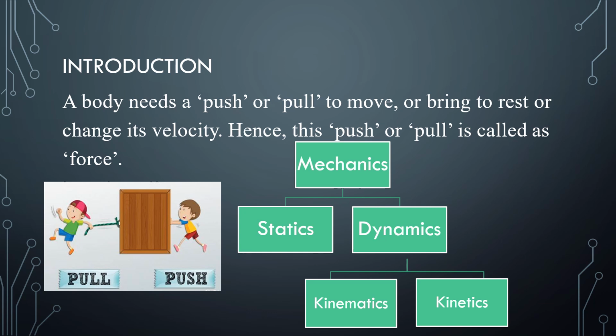Mechanics is a branch of physics that deals with the effect of force on bodies. It is divided into two branches, namely statics and dynamics. Statics deals with the bodies which are at rest under the action of force. Dynamics is the study of moving bodies under the action of force. Dynamics is further divided as follows: kinematics and kinetics. Kinematics deals with the motion of bodies without considering the cause of motion. Kinetics deals with the motion of a body considering the cause of motion.